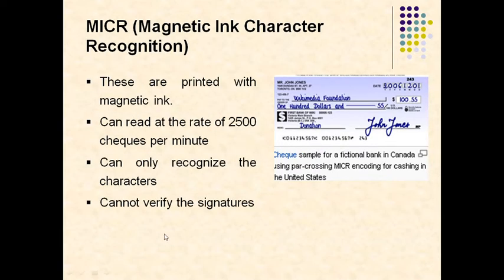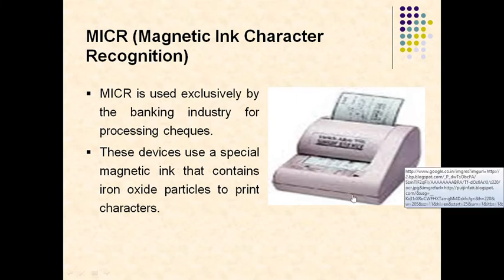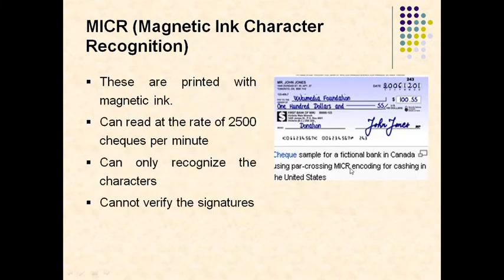Checks printed with magnetic ink can be read at the rate of 2500 checks per minute. MICR is such a machine; it can read 2500 checks per minute. Students, you can see the machine in the picture. Magnetic ink character recognition can only recognize the characters; it cannot verify the signatures.